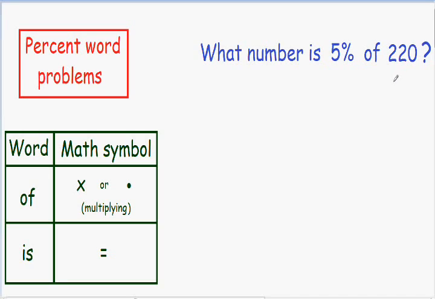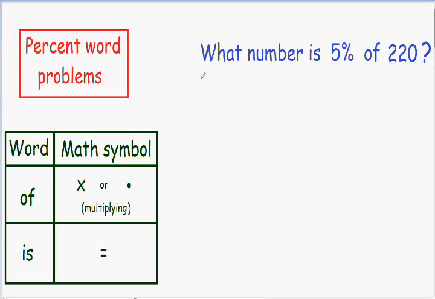And in order to solve any math word problem, you need to rewrite the word problem using only math symbols. So that's what I'm going to do right now. I'm going to rewrite this word problem using only math symbols. So I'm going to start from the left and go to the right.